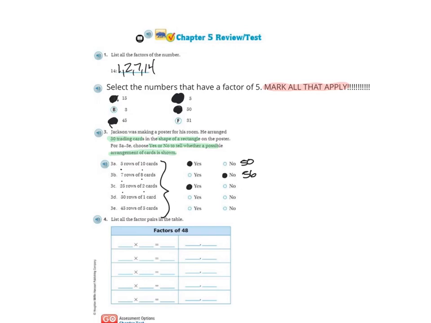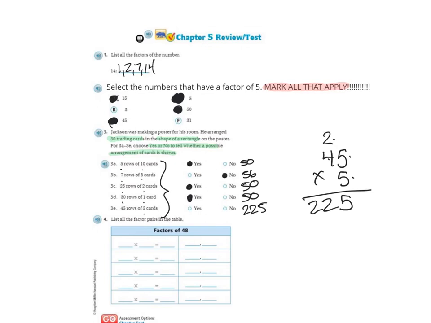3D, 50 rows of 1 card, so 50 times 1 equals 50. We don't even need to do the math on 45 times 5. I know I'm going to get way more than 50. For those saying, do it, Mr. Carey, do it, go ahead and multiply that. Okay, fine, I will. So let's do 45 times 5. 5 times 5 gets me 25. I put my 5 there and regroup my tens. Now I have 4 tens times 5. 4 times 5 gets me 20 plus 2 gets me 22. So as you can see, 225 is way more than 50. That's going to be a big no.